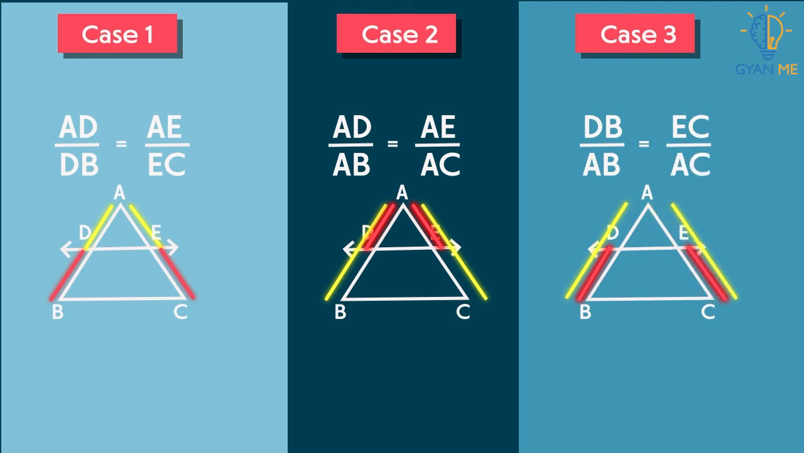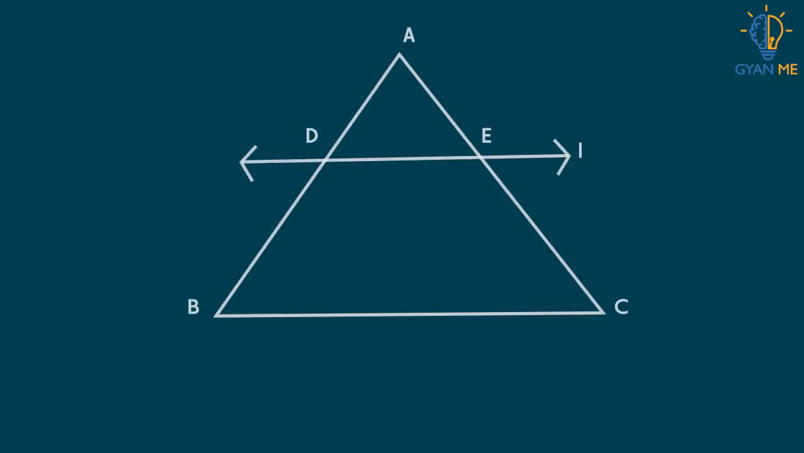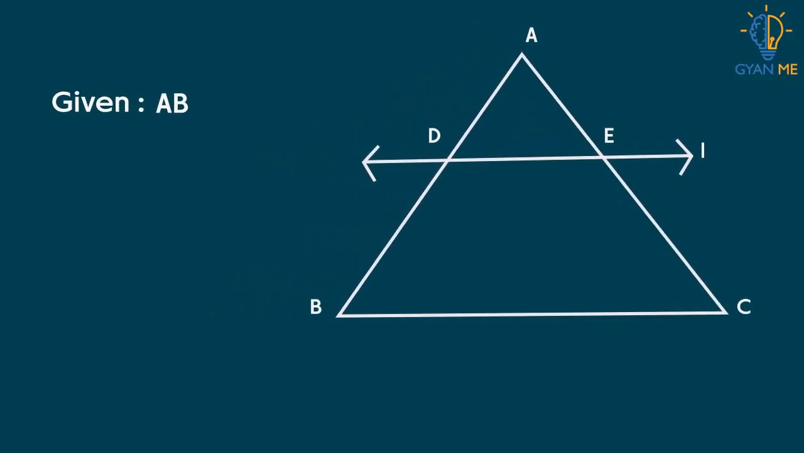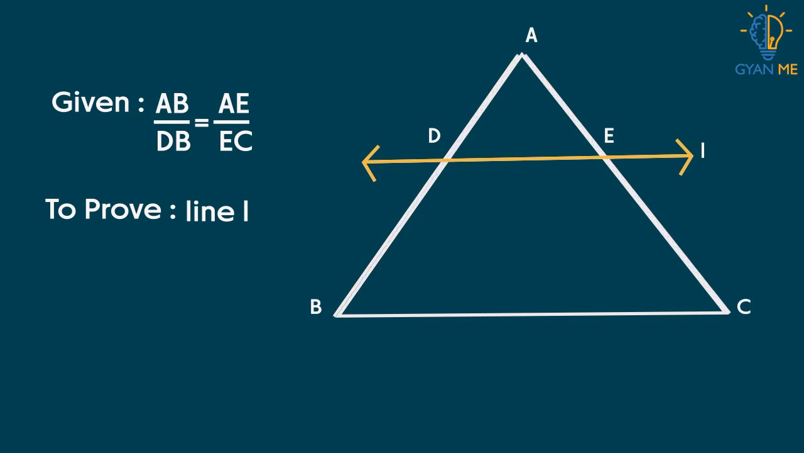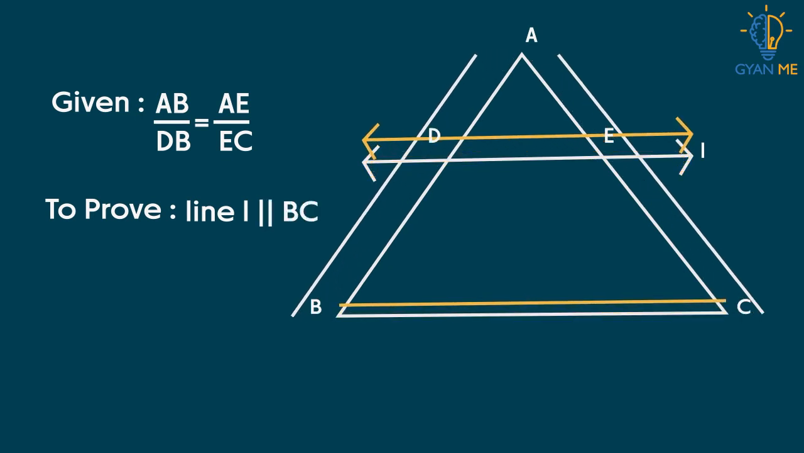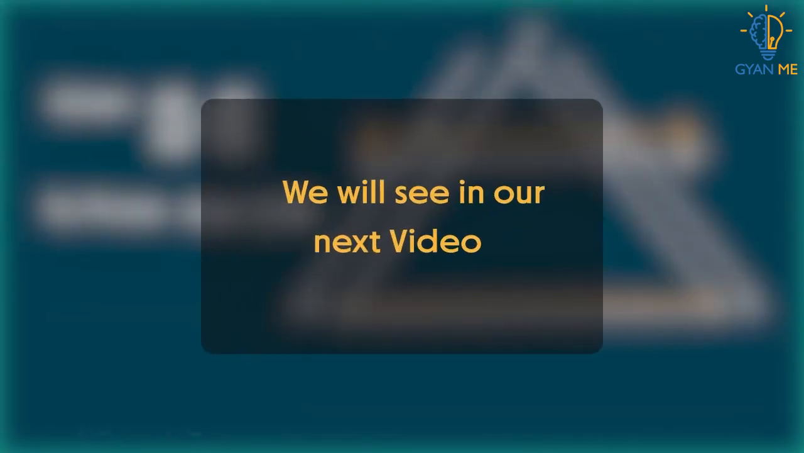This was BPT. But is the converse of BPT true? That is, if we are given that sides are proportional, then can we prove that the line cutting two distinct sides is parallel to the third side? We will see in our next video.